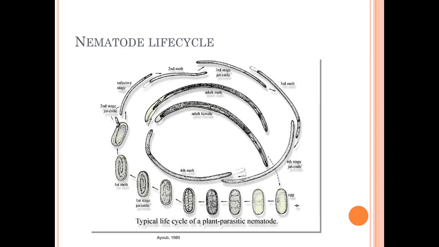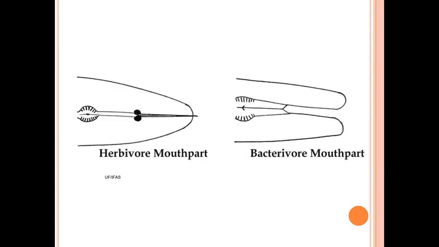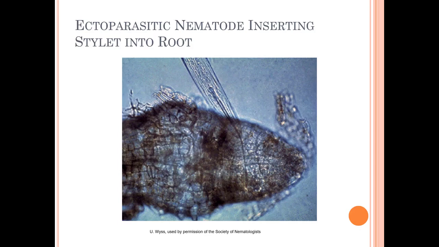And here's your general typical life cycle of a plant parasitic nematode. So here's some examples of some mouth parts. We're not so concerned with the one on the right, the bacterivore mouth part. That's feeding on bacteria. Herbivores are what we're looking at, and you can see there's this little needle-like thing called the stylet that comes out of the nematode. And here's what it looks like under a microscope.